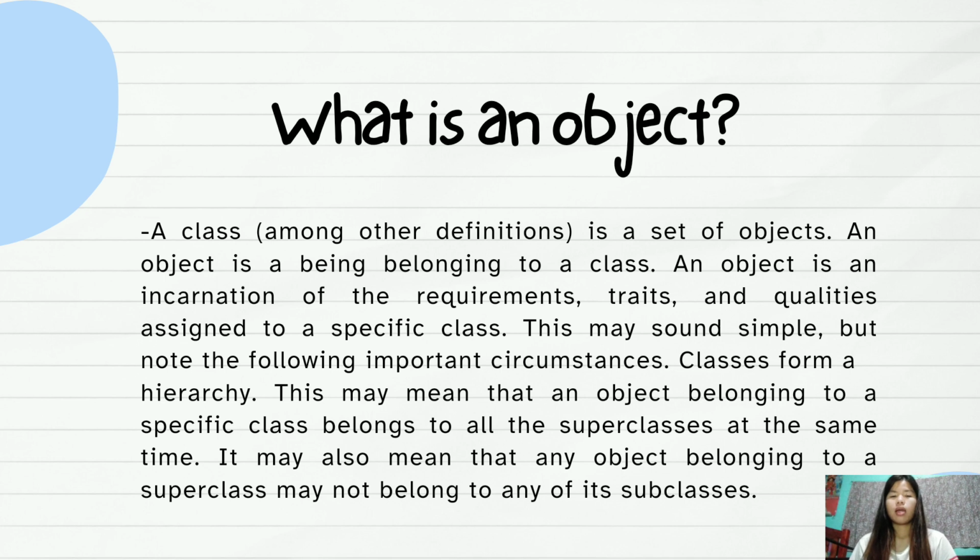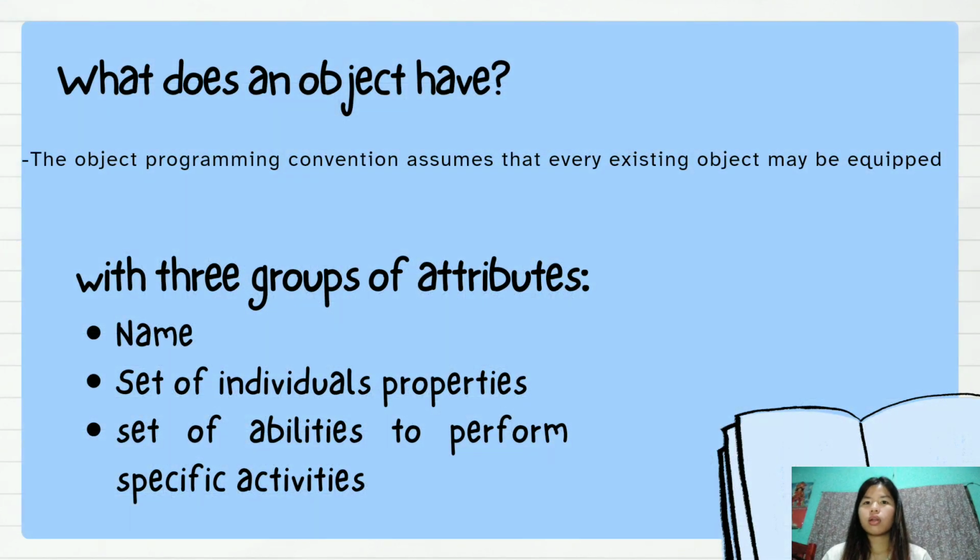What is an object? A class is a set of objects. An object is a being belonging to a class. An object is an incarnation of the requirements, traits, and qualities assigned to a specific class. This may sound simple, but note the following important circumstances. Classes form a hierarchy. This may mean that an object belonging to a specific class belongs to all the superclasses at the same time. It may also mean that any object belonging to a superclass may not belong to any of its subclasses.